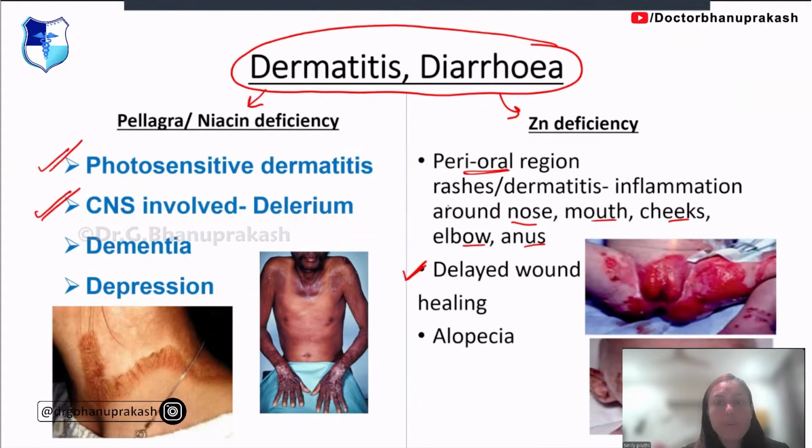Whenever a question says dermatitis and diarrhea, you should read the question very carefully and check whether it is a pellagra question or it is a zinc deficiency question. And it is easy to check this, easy to come to the right choice if you do the slide.